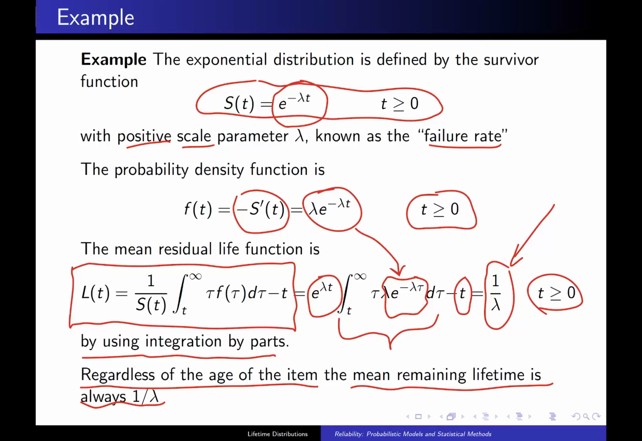Furthermore, since you know that L of 0 is the same as the expected value of t, and you know for an exponential random variable the expected value of t is 1 over lambda, this result is also not surprising.